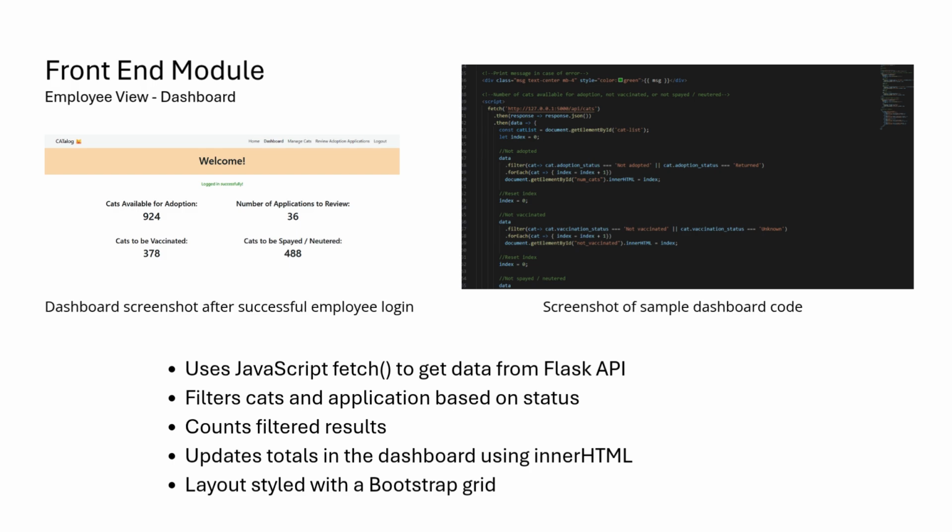This information is fetched from the Flask API. Cats and applications are filtered based on a certain field, and then the filtered results are counted and displayed. The totals are updated as changes are made to the backend database.